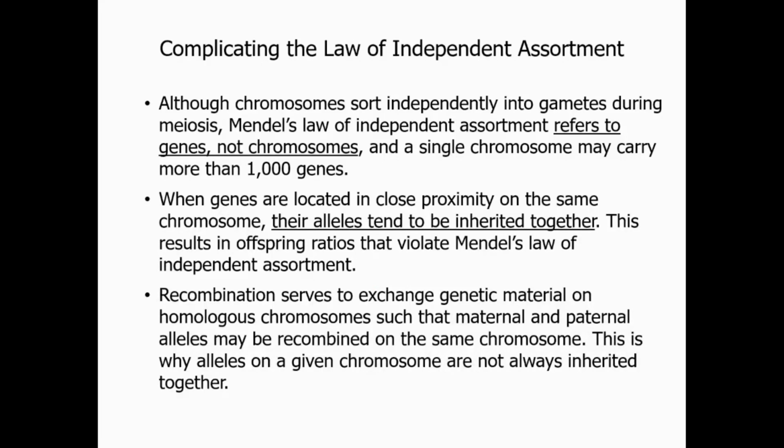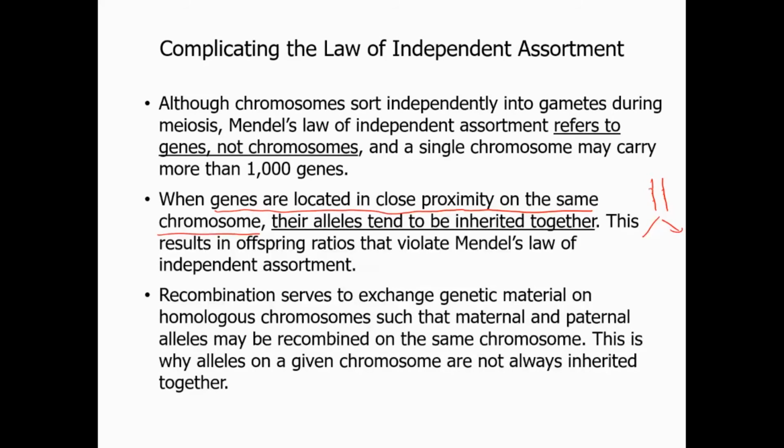Complicating the law of independent assortment. This refers to some exceptions which we discovered after Mendel's genetics. We have noticed that sometimes the chromosomes that carry genes don't just separate and get distributed independently into the gametes. Sometimes exceptions do occur. So here's what may happen. When genes are located in close proximity on the same chromosome, their alleles tend to be inherited together.